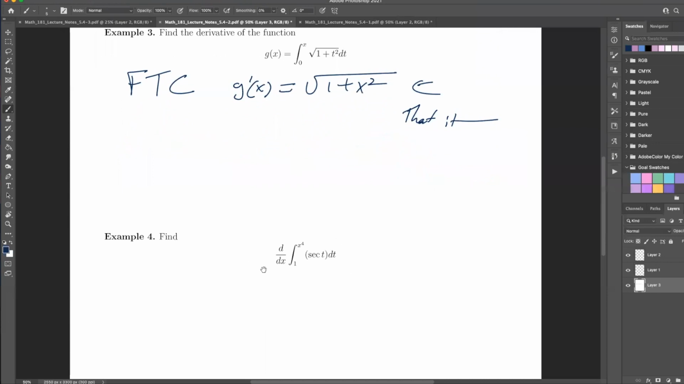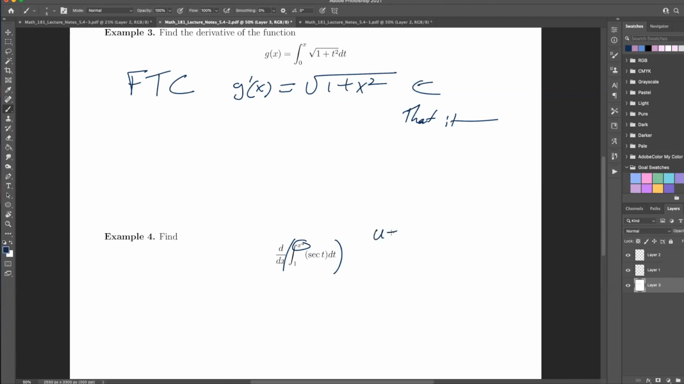And so this one's a little bit different. And so here I want to find the derivative of this integral. But now notice here, I do not have an x, I have an x to the fourth. And so that changes things. But you can still use the theorem. And so let me see if I can explain how to do this real quick.